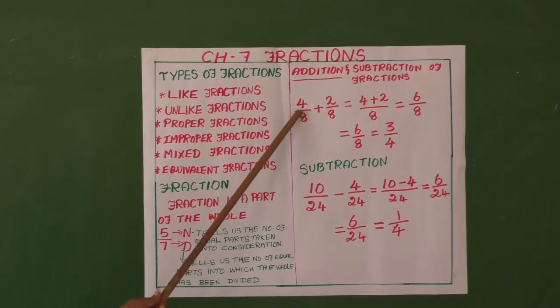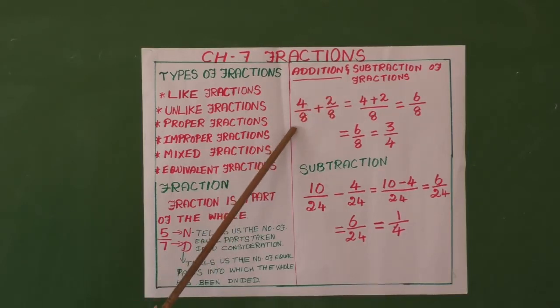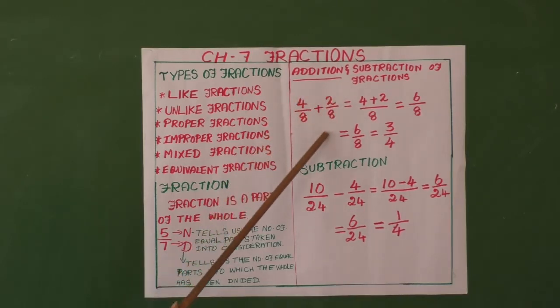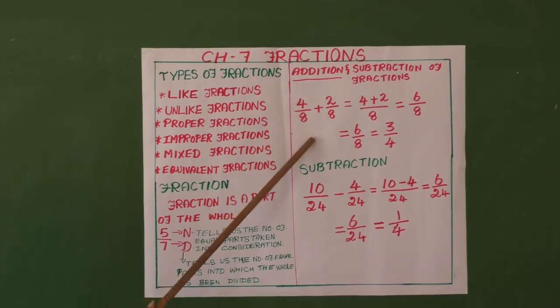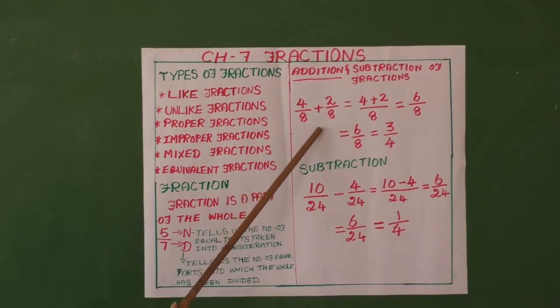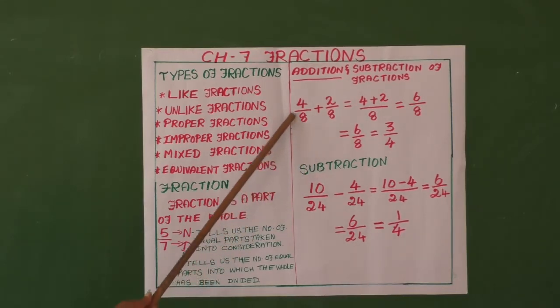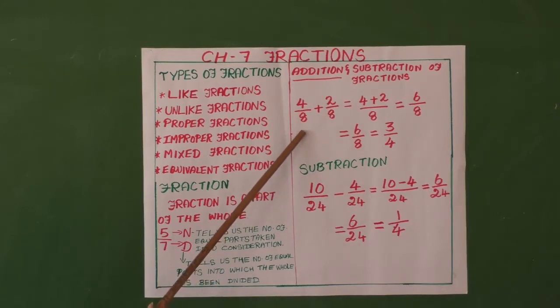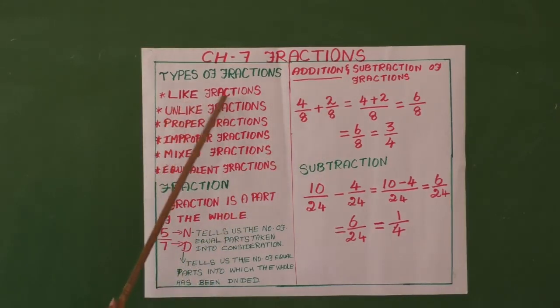See here, 4 by 8 plus 2 by 8. In a fraction you have two parts, numerator and denominator. See here the denominator is 8, here also 8. So same denominator. Fractions having the same denominators are known as like fractions. Then unlike fractions. What is meant by unlike fractions? Unlike fractions means different denominators.